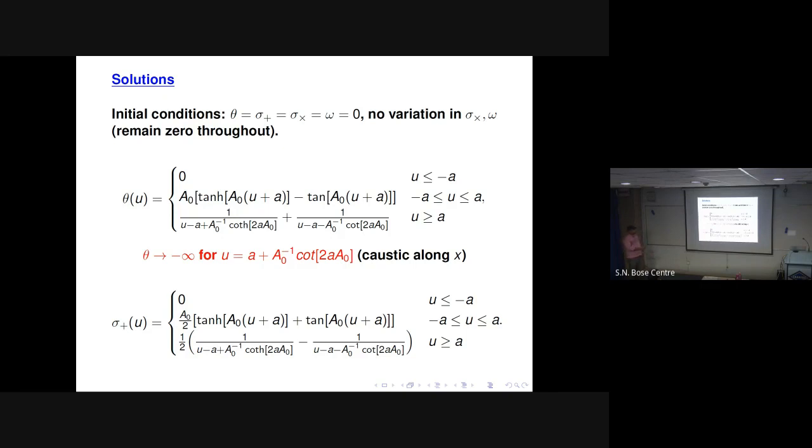So what you find is that theta again diverges to minus infinity. First of all, you find a non-trivial solution, and you find that theta diverges to minus infinity for the same value of theta that you obtain when the two geodesics merge along x. So this is the theta, and this is the sigma plus. Is t minus z or something. Yeah, that light would work.